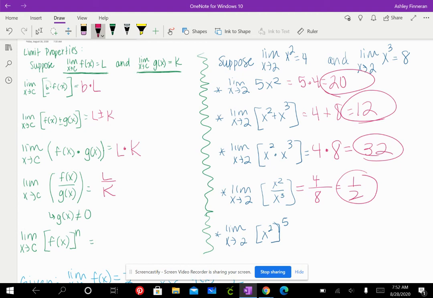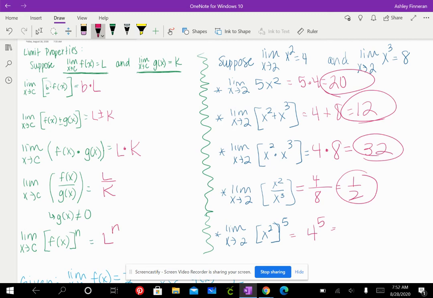And finally, if you have a function to a power, and you are taking the limit of that function to the power, it would be the same thing as taking the answer to the limit of the function and raising that limit to the power. So this would be like L to the power of n. So the limit as x approaches 2 of x squared is 4, and then I can raise that to the 5th power since my function's being raised to the 5th power.